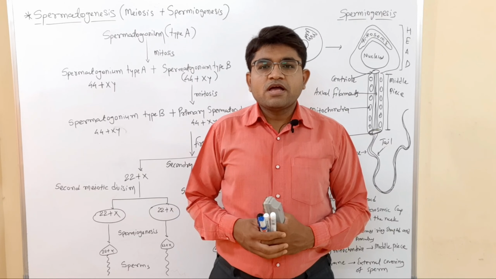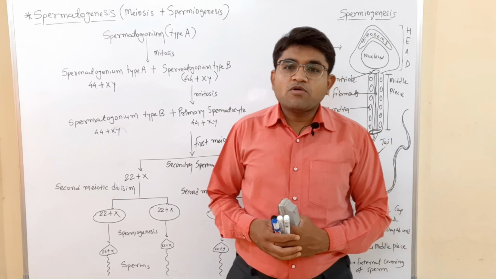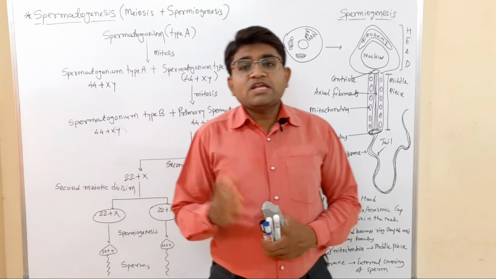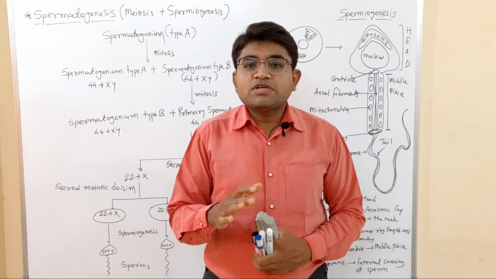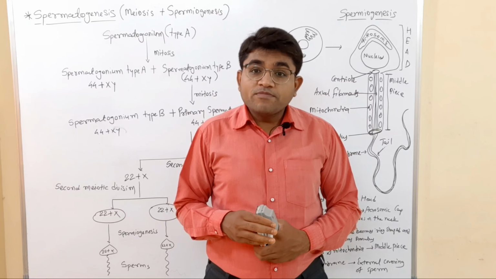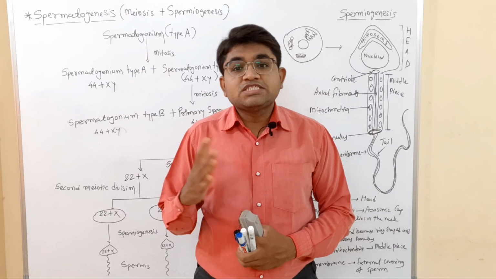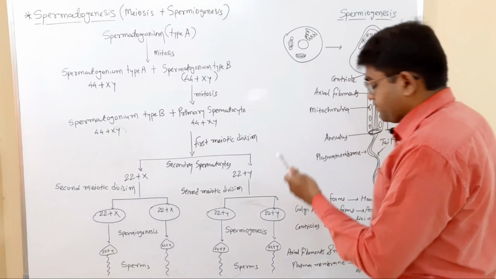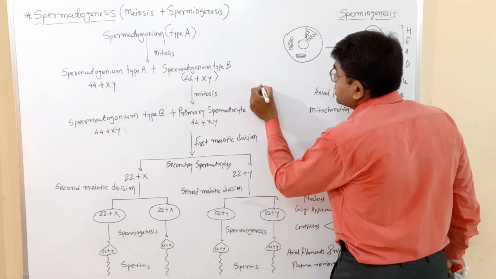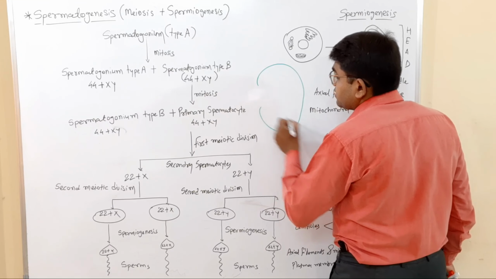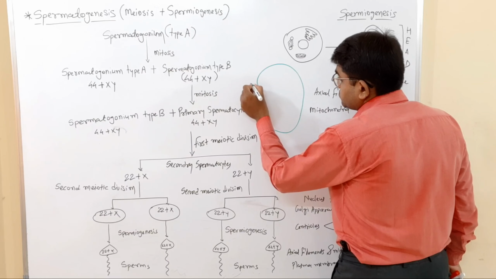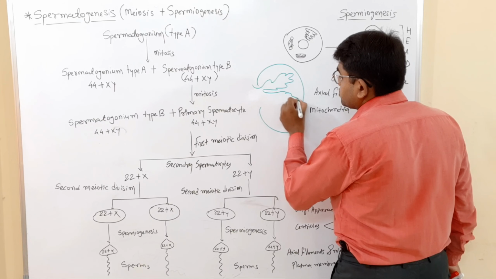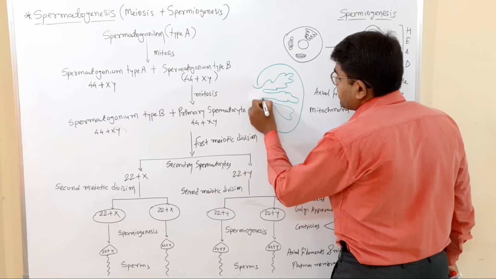Myself Dr. Deepak, and today we are going to discuss the spermatogenesis process. The spermatogenesis process is the formation of a sperm from the spermatogonium, meaning the germ cells. If we see the structure of a testis, it is like this, and in these testes there are many seminiferous tubules present.